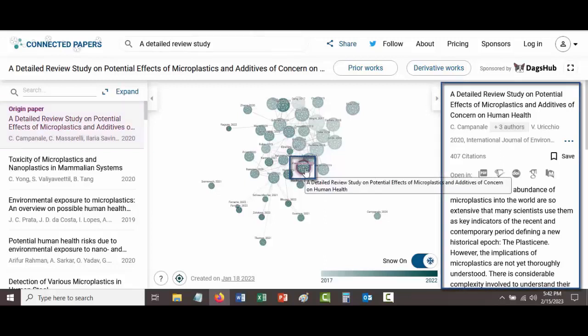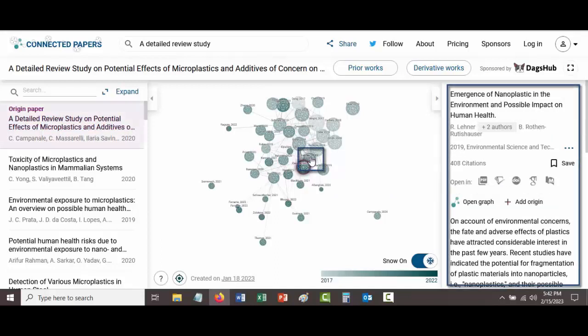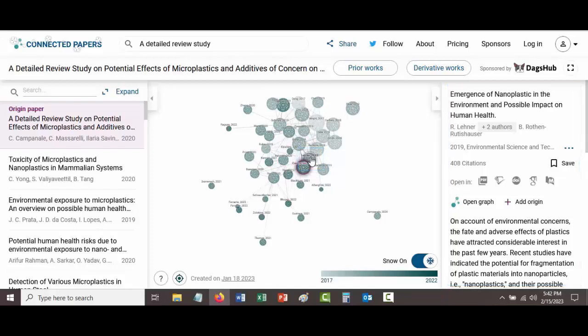The highlighted paper is my source paper. The other circles indicate related articles. The closer the circles are to my source paper, the more relevant they should be to my topic. For example, if I click on this one, I see the emergence of nanoplastic in the environment and possible impact on human health. Very relevant to my topic.